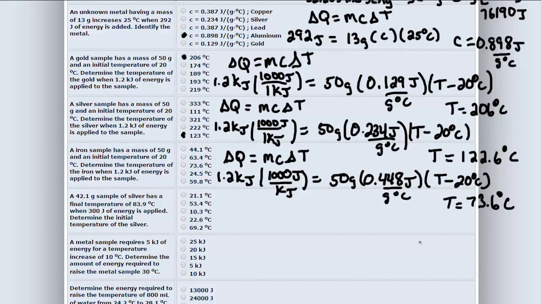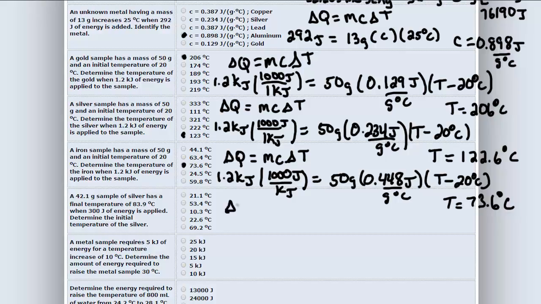73.6 degrees Celsius. All right, there we go. A 42.1 gram sample of silver has a final temperature of 83.9. You add 300 joules of energy. What was the initial temperature?